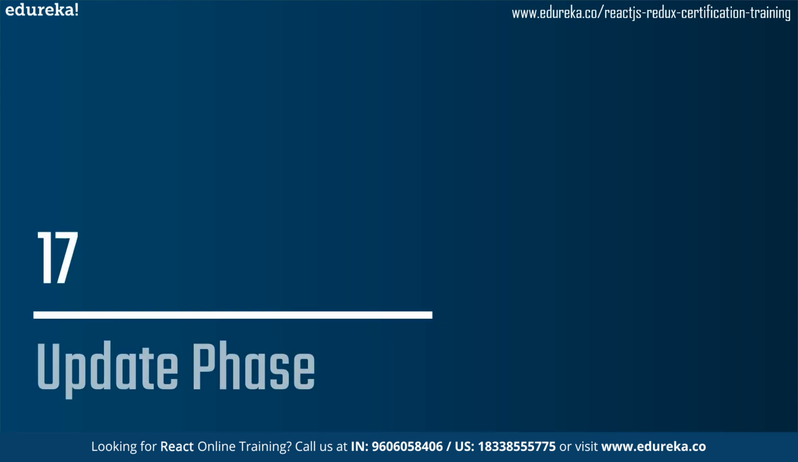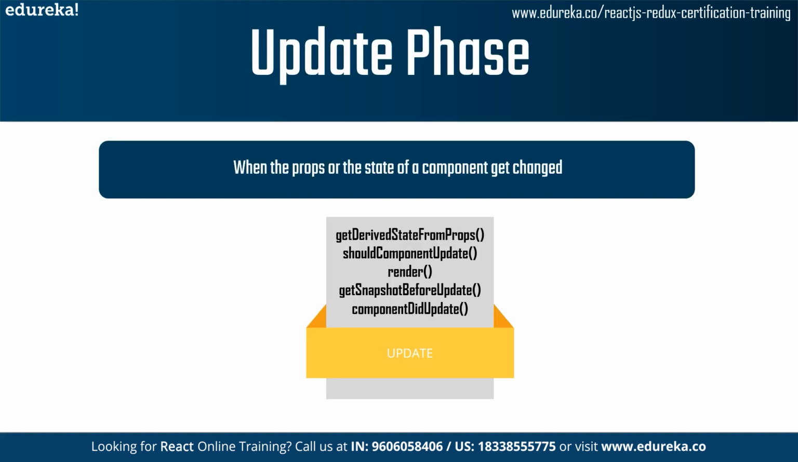Then we have the update phase. A component is updated whenever there is a change in the component state or props. Here, React has 5 built-in methods that get called in this order when the component is updated, right? The first one is getDerivedStateFromProps. The second one is shouldComponentUpdate. The third one is render. The fourth one is getSnapshotBeforeUpdate. And the final one is componentDidUpdate. As I mentioned before, render is a required method whereas the others are optional.